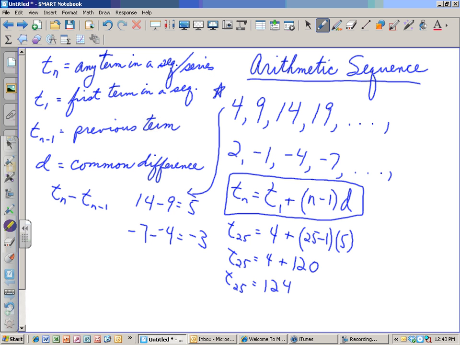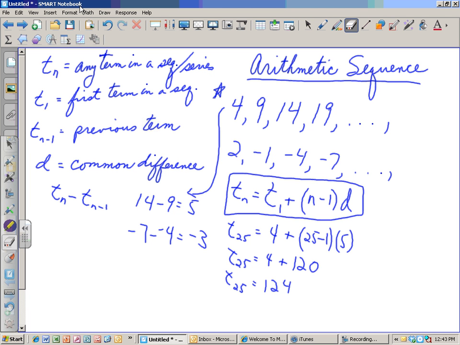And this formula will also be on your test. Okay. All these formulas are going to be on the board. You just have to know which formula to use in what situation. Okay?